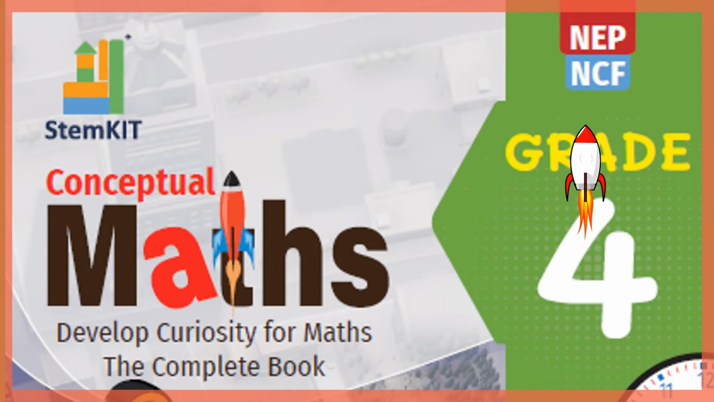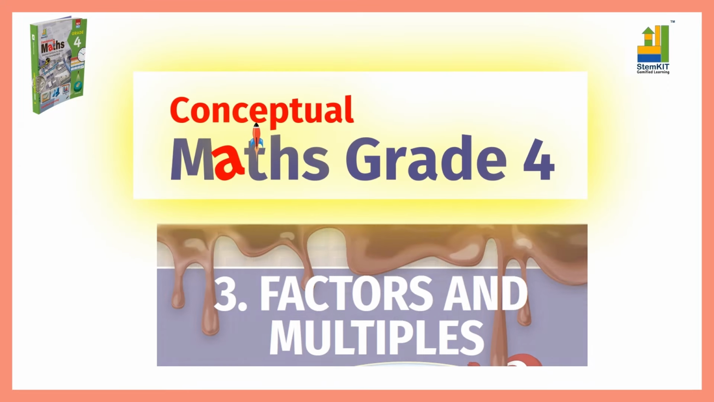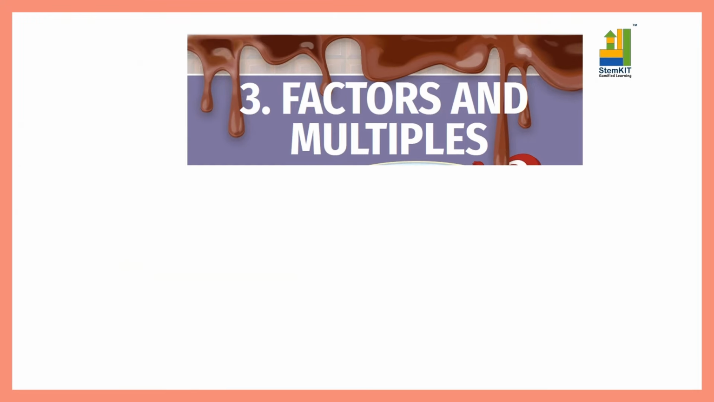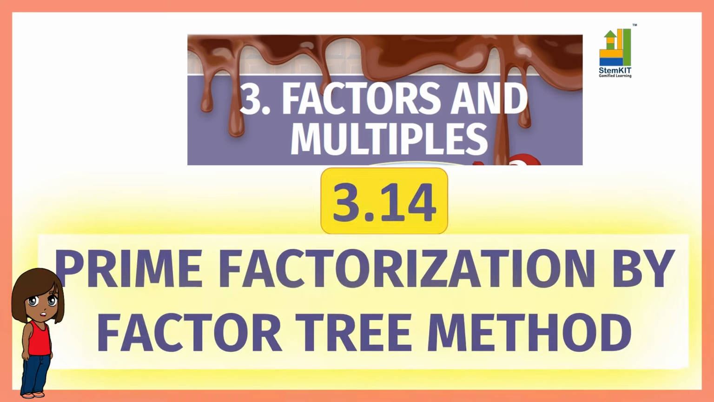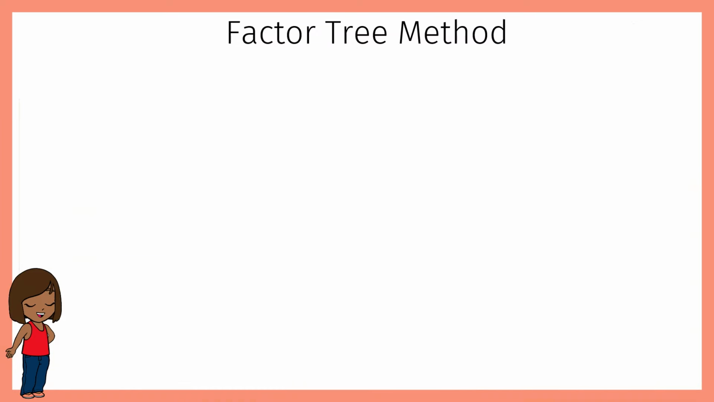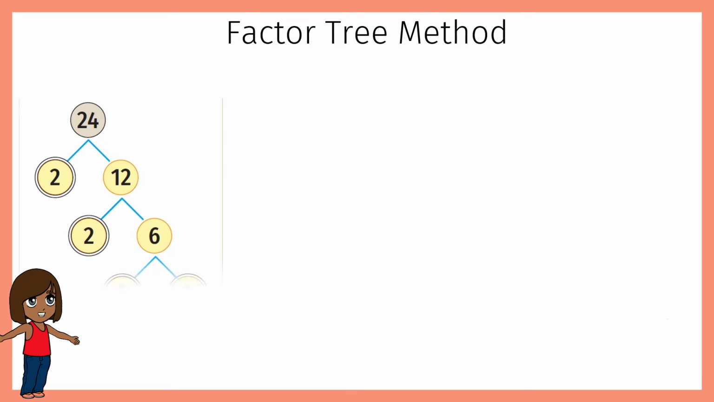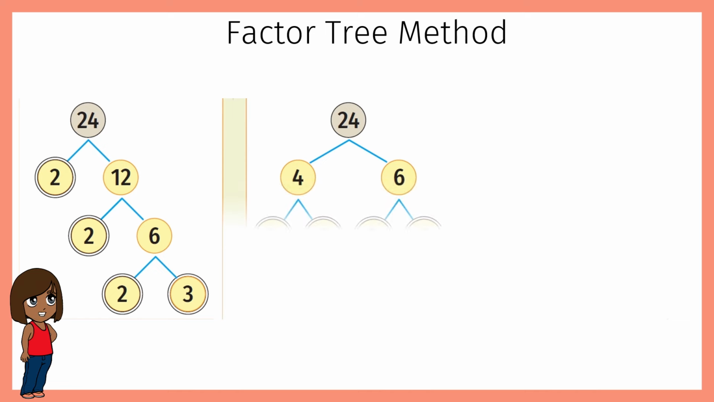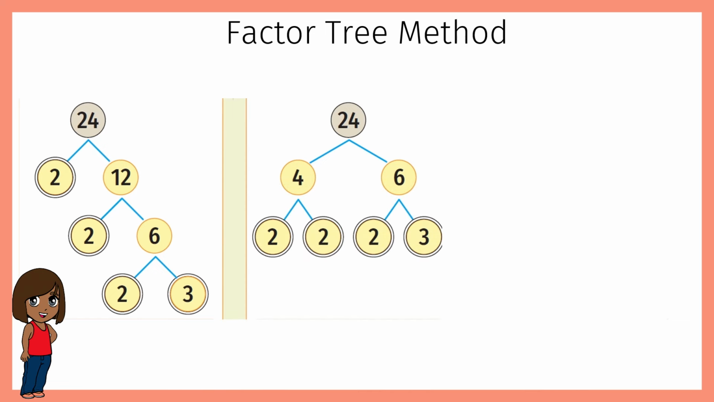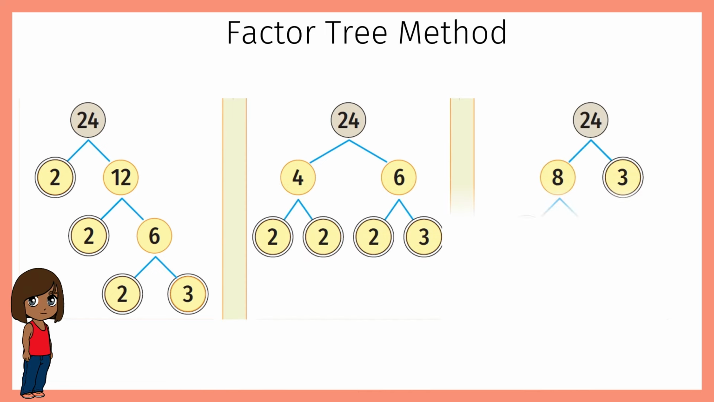STEMKit Conceptual Maths, Grade 4, Chapter 3 Factors and Multiples, 3.14, Prime Factorization by Factor Tree Method. Factor Tree Method is a method to find the prime factors of any number. It is called so because it looks like a tree. Every composite number branches out into smaller numbers till it reaches prime numbers.